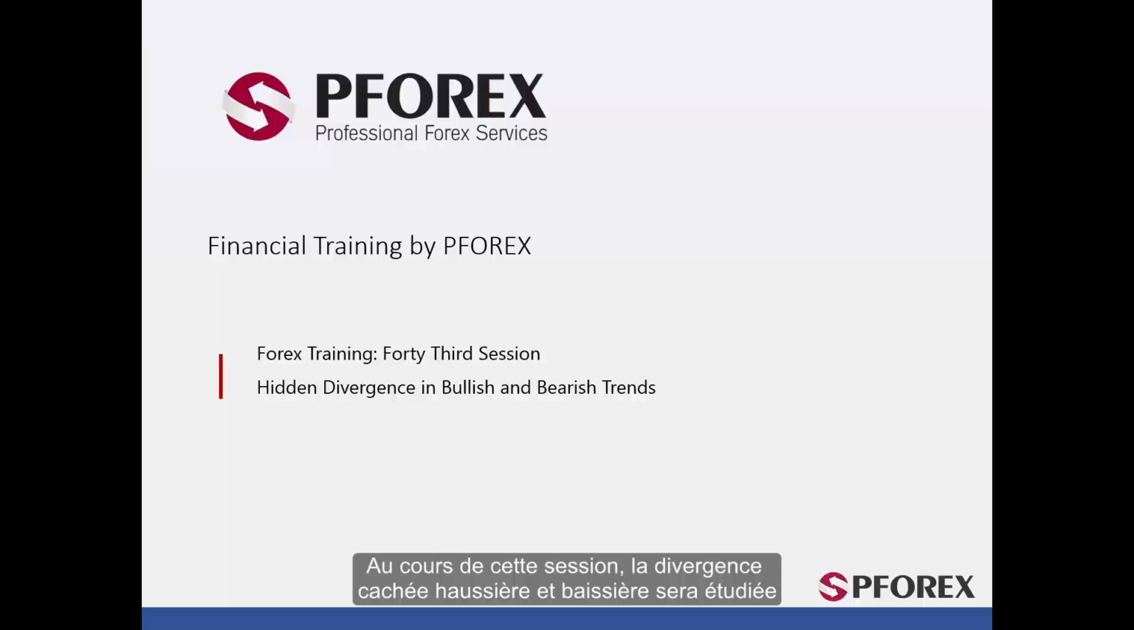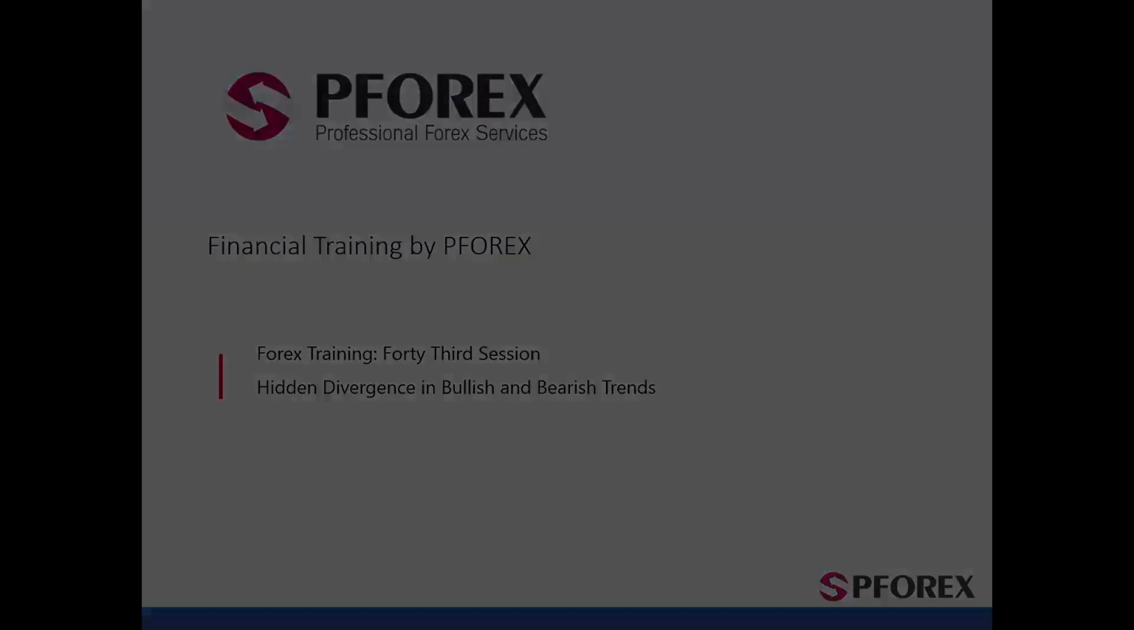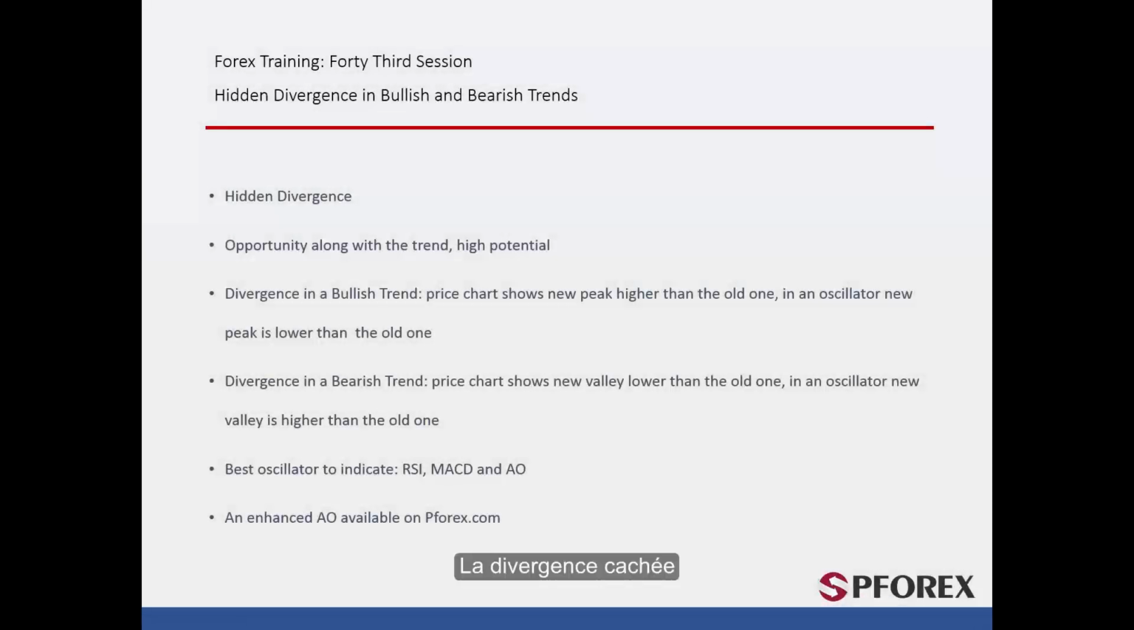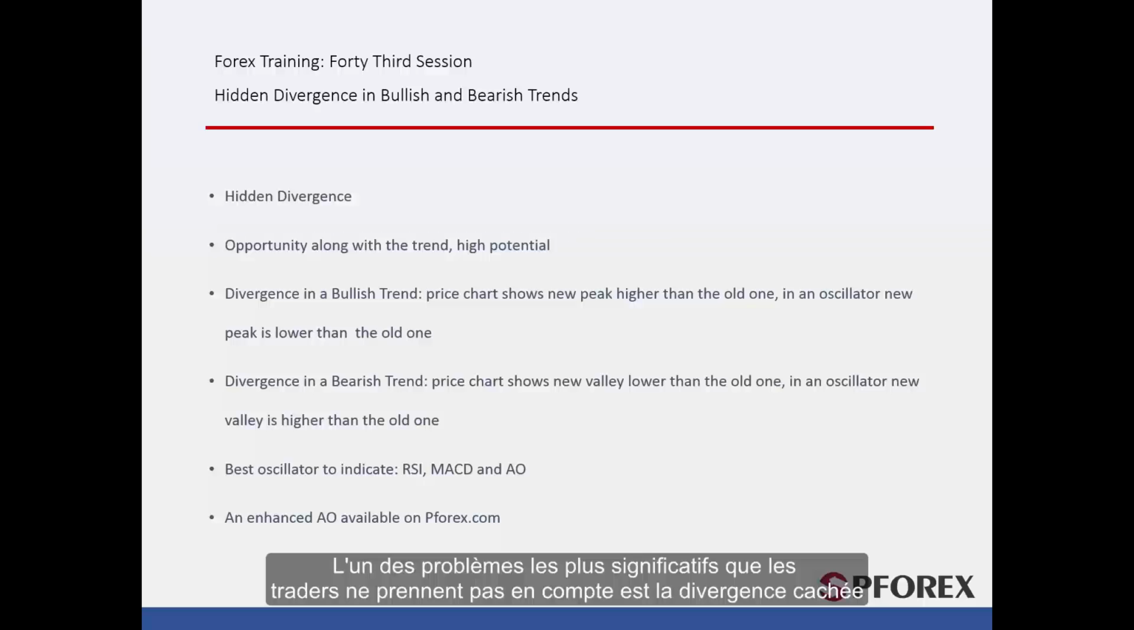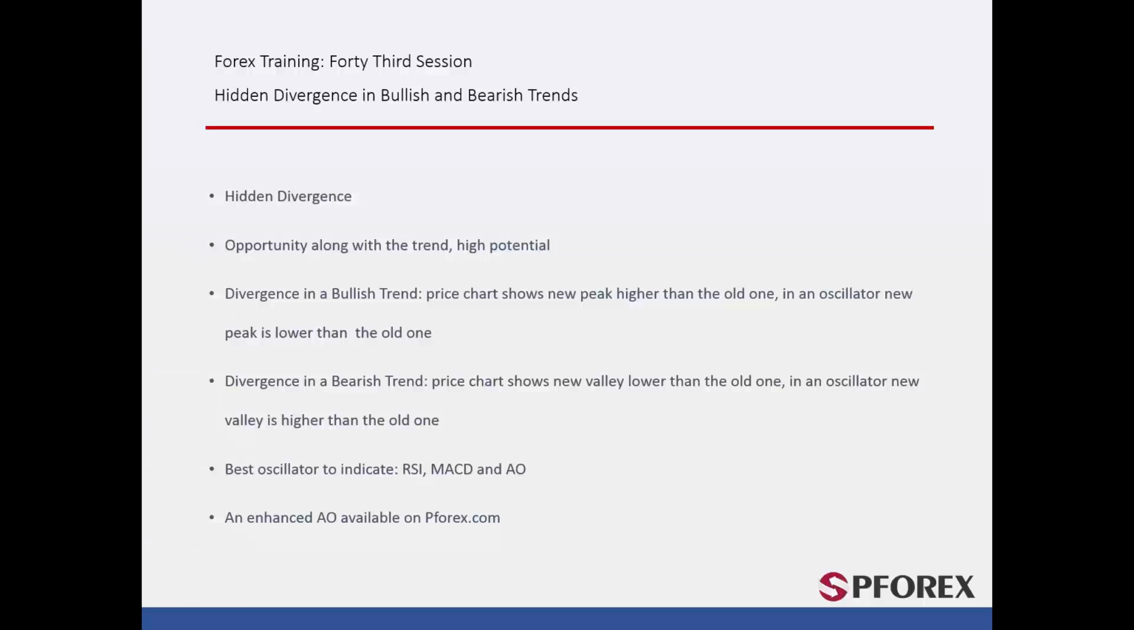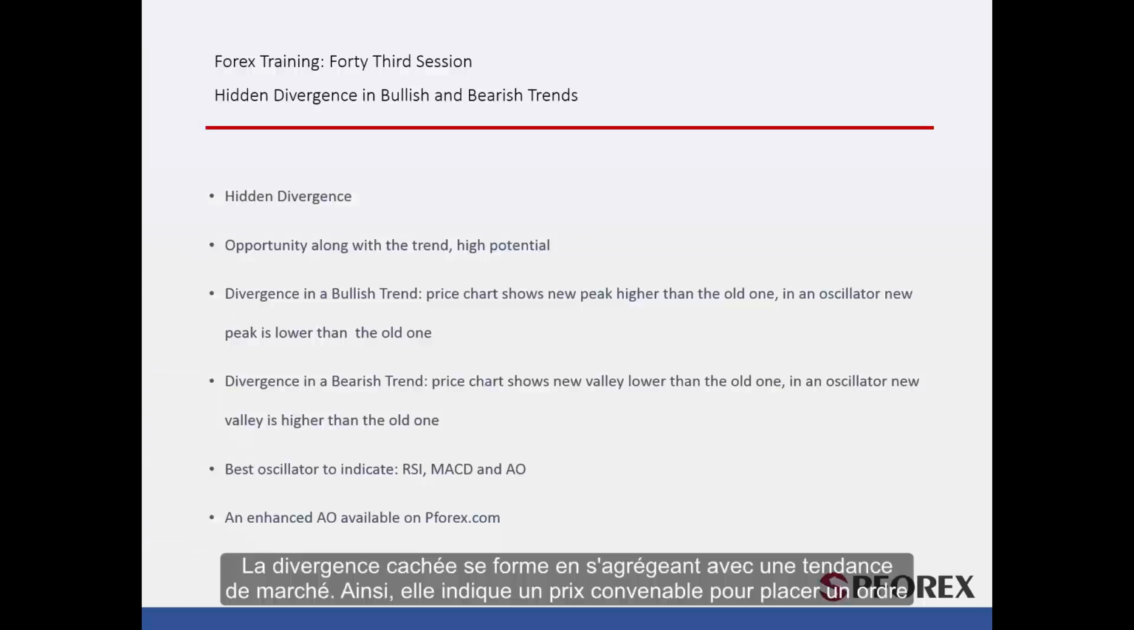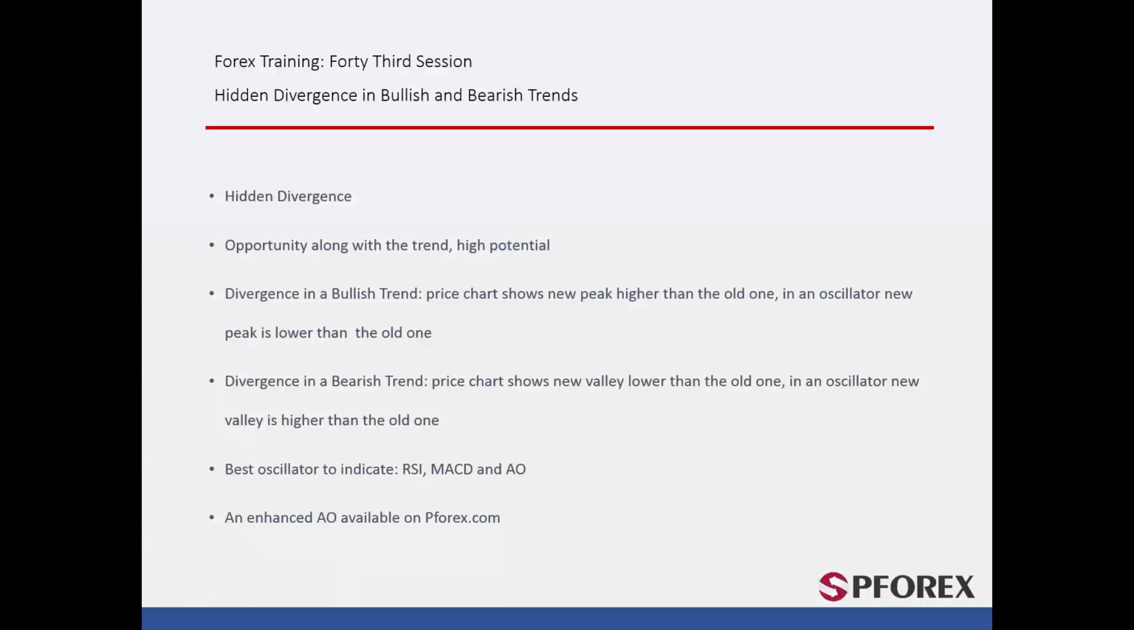In this session, hidden divergence in bullish and bearish trends will be studied. Hidden divergence. One of the most significant issues that traders do not consider is hidden divergence. Hidden divergence is formed agreeing with a market trend. Thus, it indicates a suitable price to place an order. Unlike divergence and convergence, it is recommended that a trader places an order based on hidden divergence.